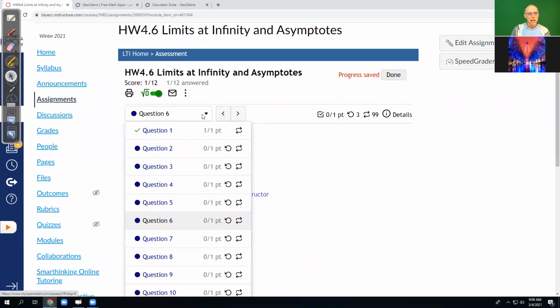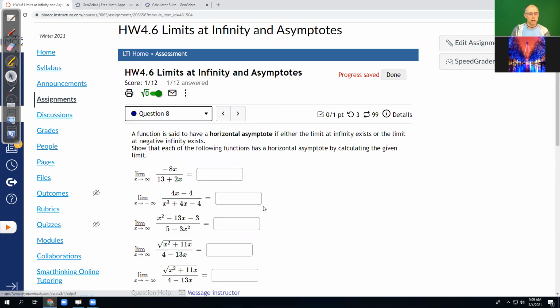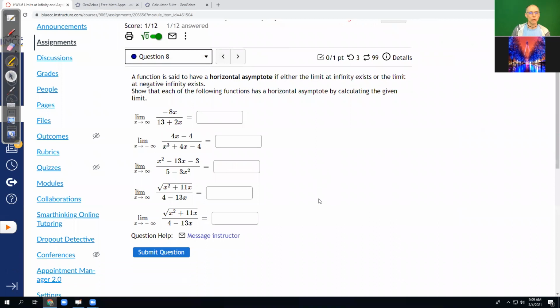All right, so number 8. I was listening to my recording the other day, and I say "all right" a lot. I'm going to try to come up with a new word instead of "all right."